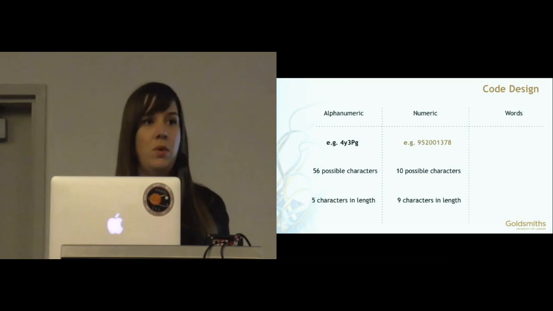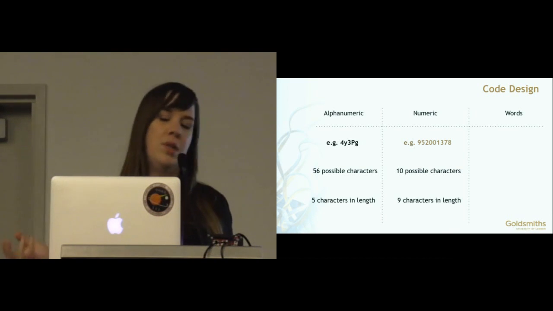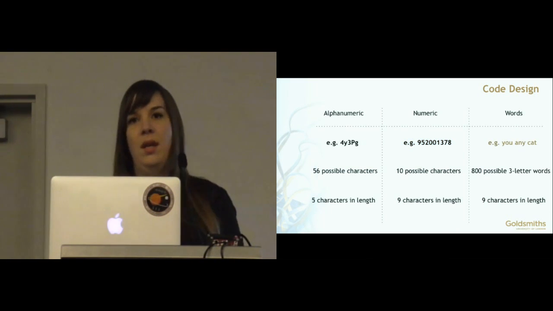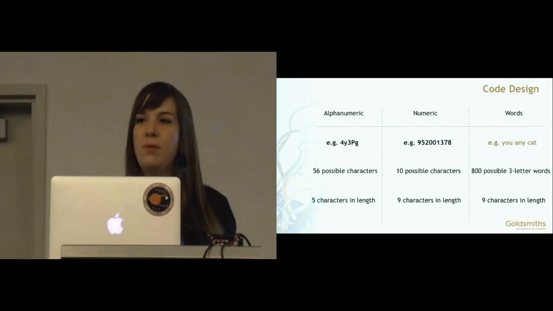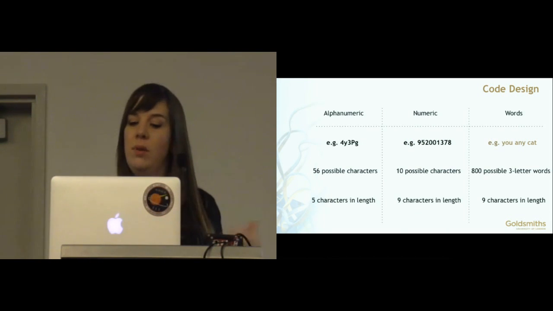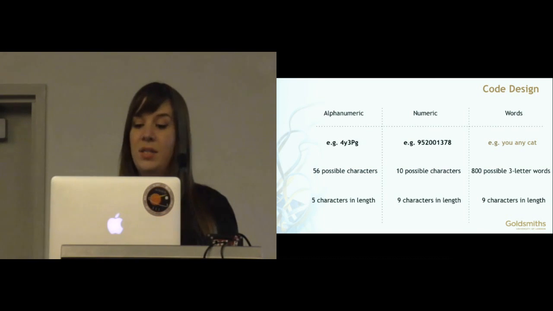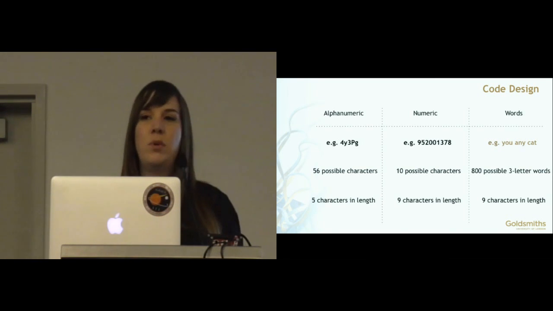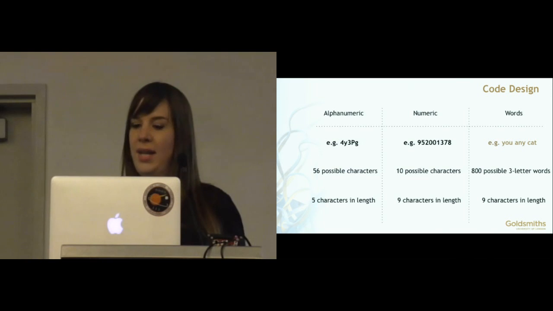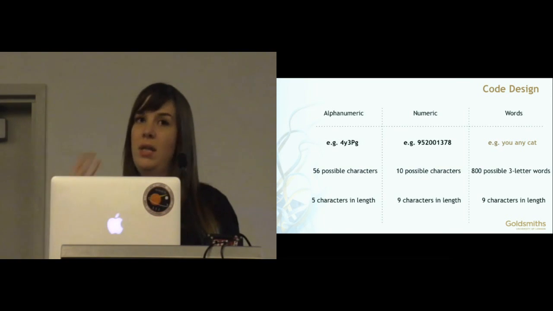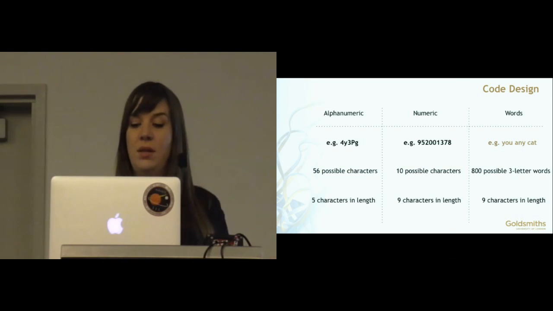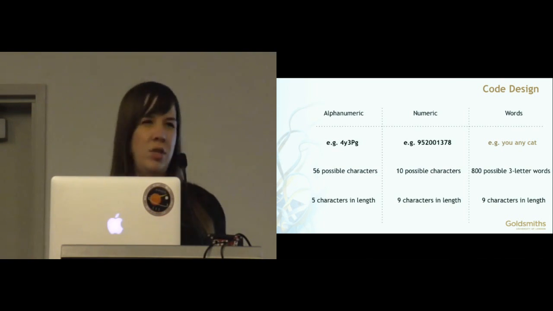Now, the third one is a slightly stranger option, it might seem initially. In the words condition, it was comprised of 3 three-letter English words, like you, any, cat. Now, at a conservative estimate, there are 800 possible 3-letter words that are familiar to an English speaker. And with that large number, you need to combine three-letter words together, creating a space of over 500 million with only 9 characters.